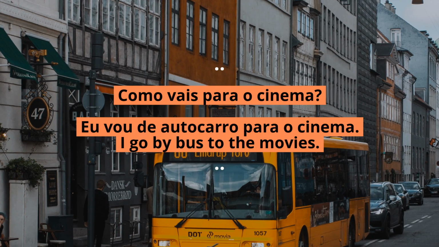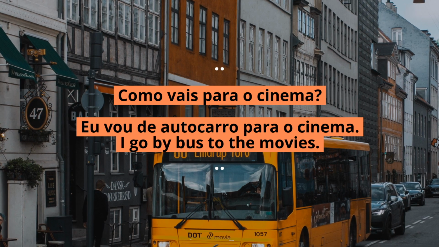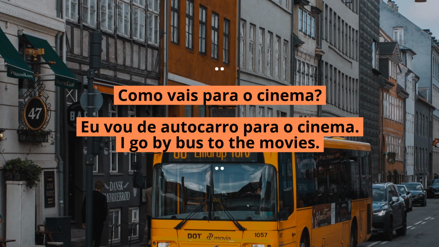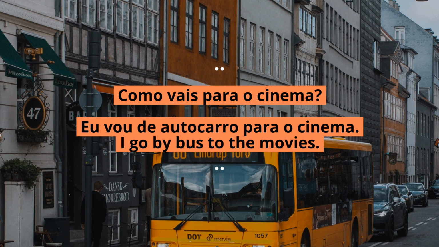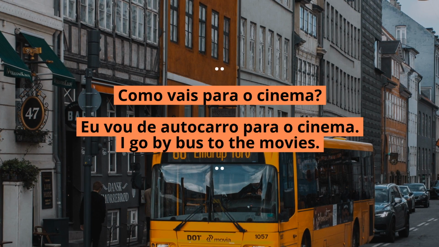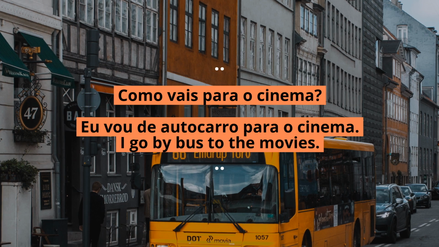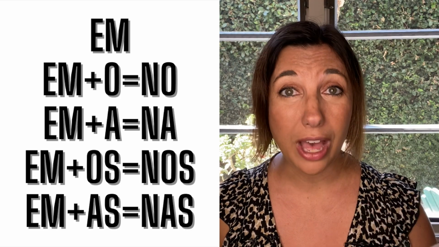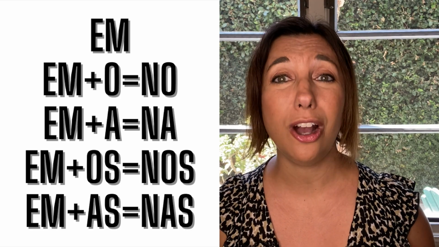Como vais para o cinema? Eu vou de autocarro para o cinema. I go by bus to the movies. In this case, you are not giving any particular information about the bus. But if you were to add the bus number, the name of the bus, its color, or other specific information, you could not use de. You would have to use the contraction of em plus the definite article.